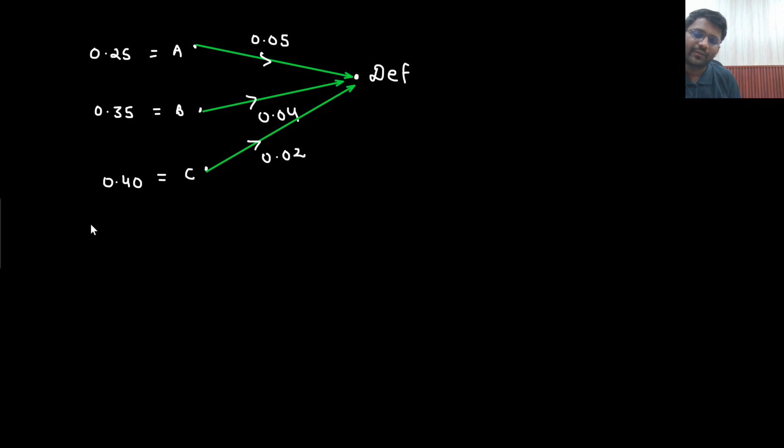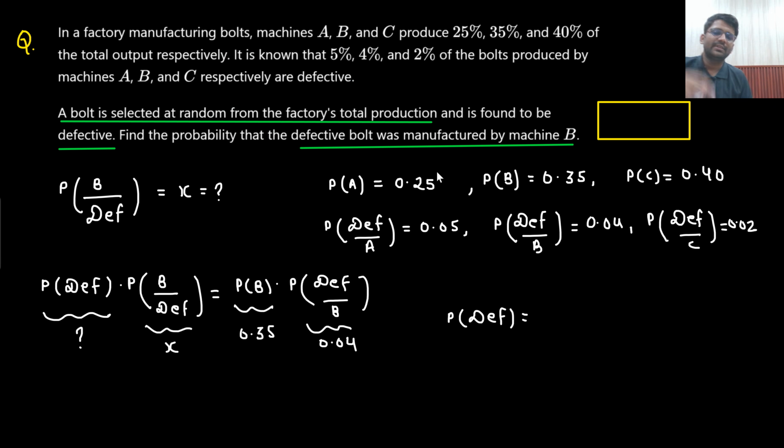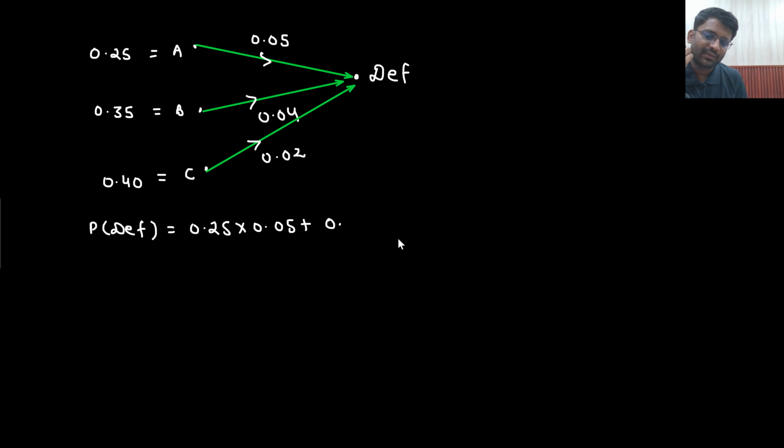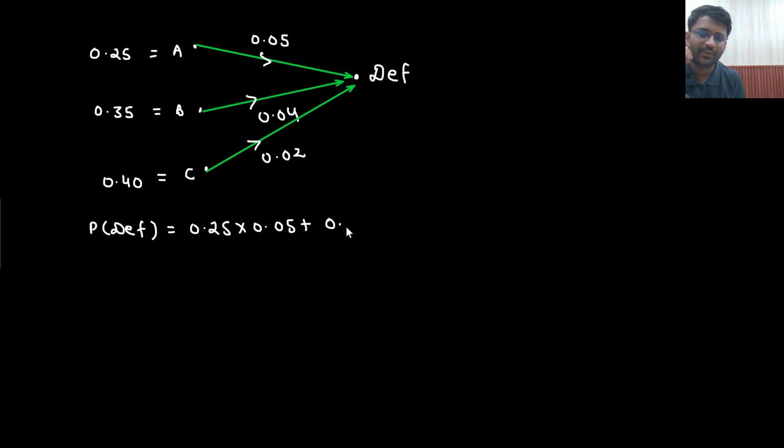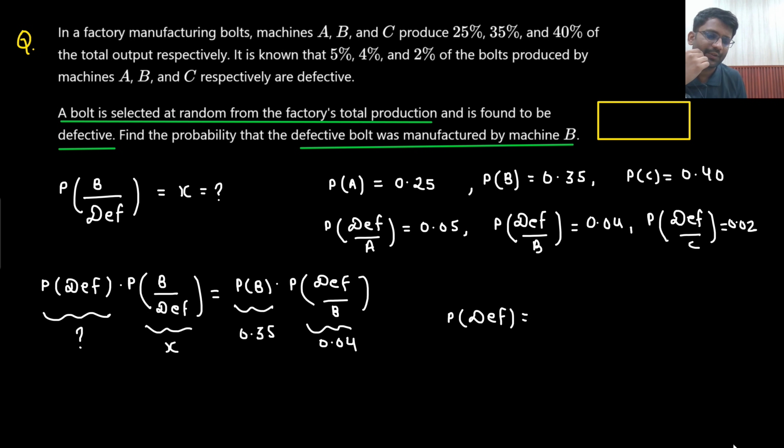So what will be the probability of defective? Directly I can see here, probability of defective will be 0.25 into 0.05. It is pretty simple, no? 0.25 into 0.05, plus 0.35 into 0.04, plus 0.40 into 0.02.